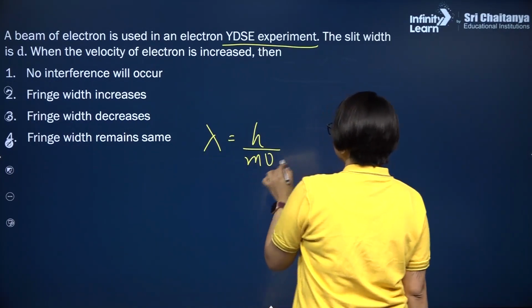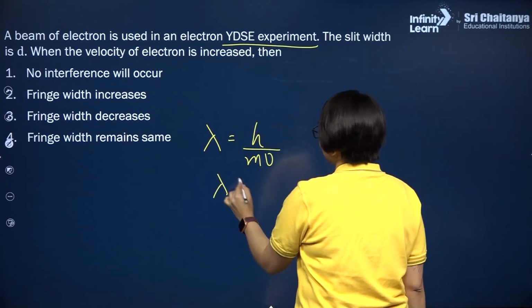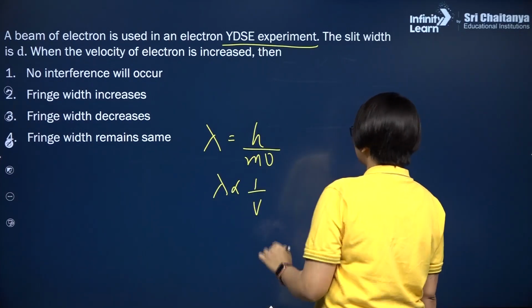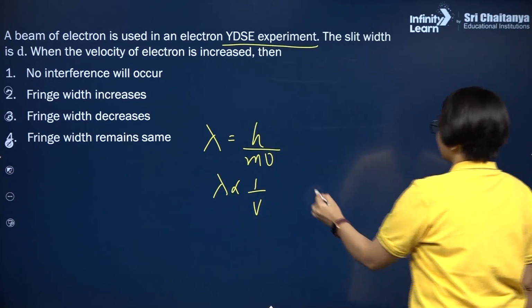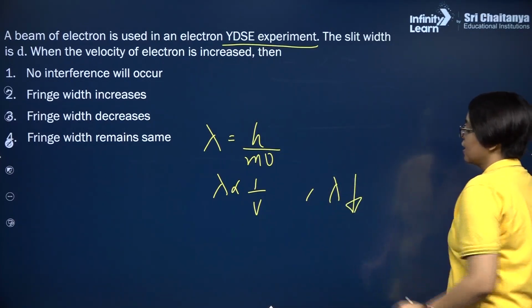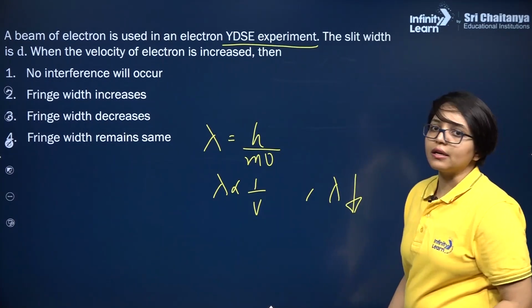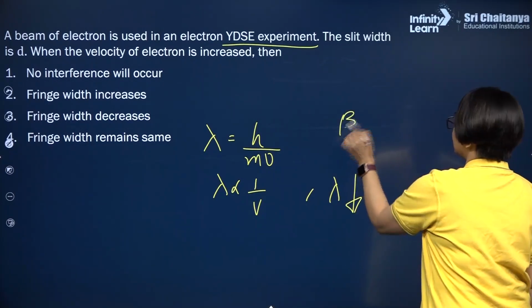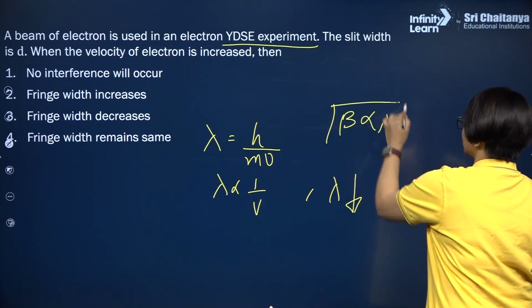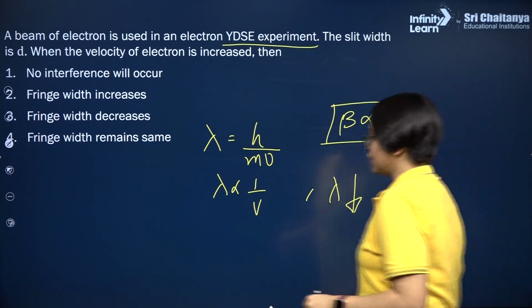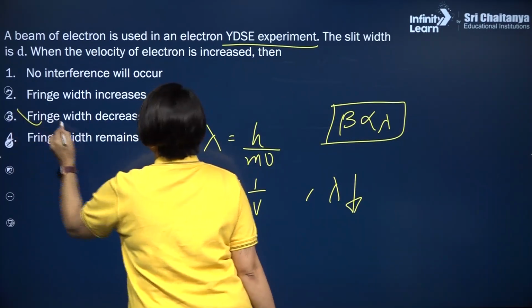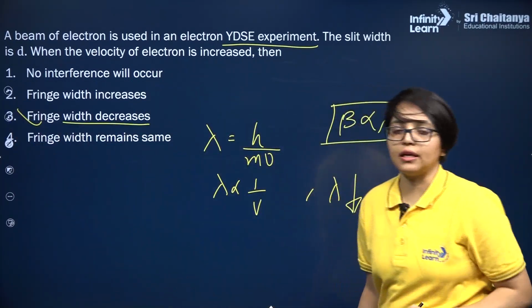So, the de Broglie wavelength is h upon mv. So, lambda is inversely proportional to velocity. If you increase the velocity, lambda decreases, right. So, fringe width is directly proportional to lambda. So if lambda decreases, fringe width also decreases. So the correct answer is option 3.